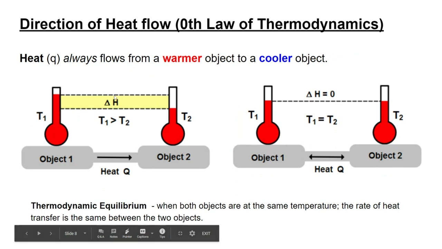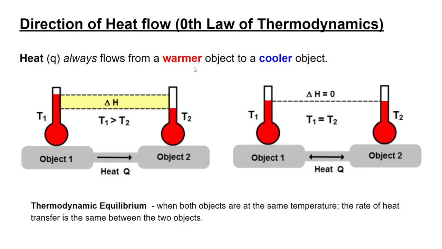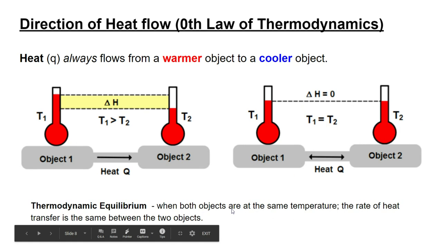So let's talk about the direction of the flow of heat. Heat always flows from a warmer object to a colder object. Object 1 is at a higher temperature and object 2 is at a lower temperature, so T1 is more than T2. Heat will start flowing from T1 to T2 till T1 and T2 are equal and both objects are at the same temperature. When this happens, the rate of transfer is the same between the two objects, and we say the system has reached thermodynamic equilibrium.